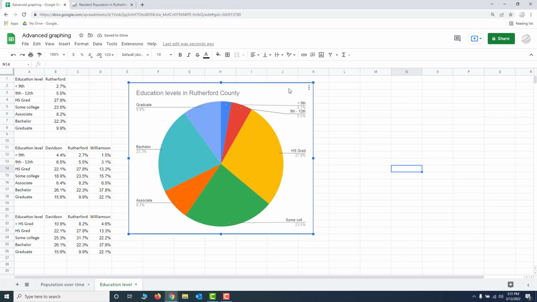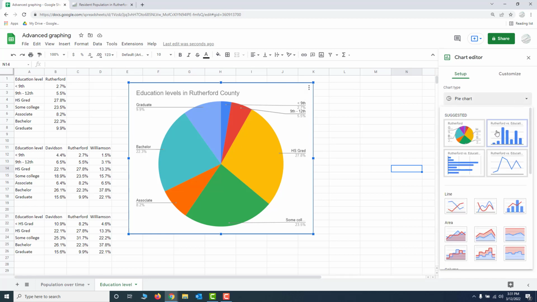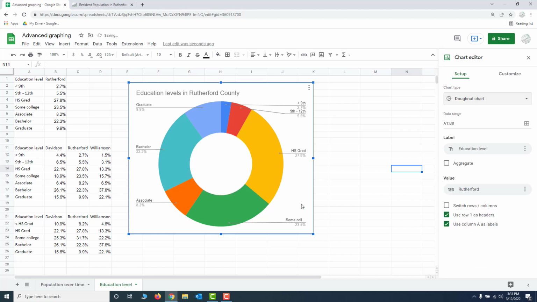Another possible solution is to modify the chart a little bit, and instead of a pie chart, choose something called a donut chart. That's what this is right here.